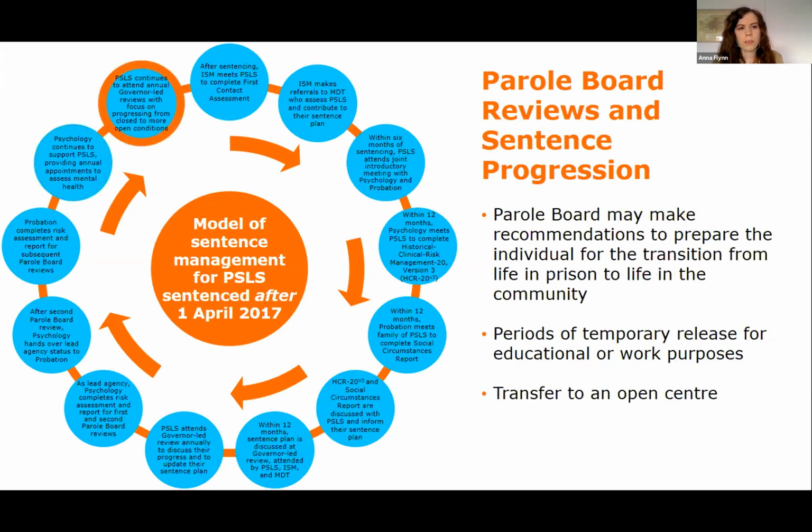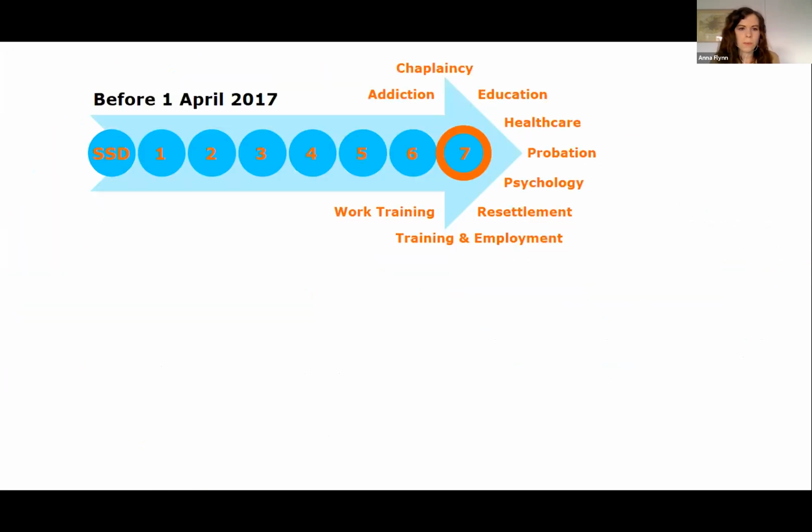The individual continues to attend annual governor-led reviews with a focus on progressing from closed to more open conditions. And at this later stage, the parole board may make recommendations to prepare the individual for the transition from life in prison to life in the community. This may include periods of temporary release for educational or work purposes or transfer to an open centre.